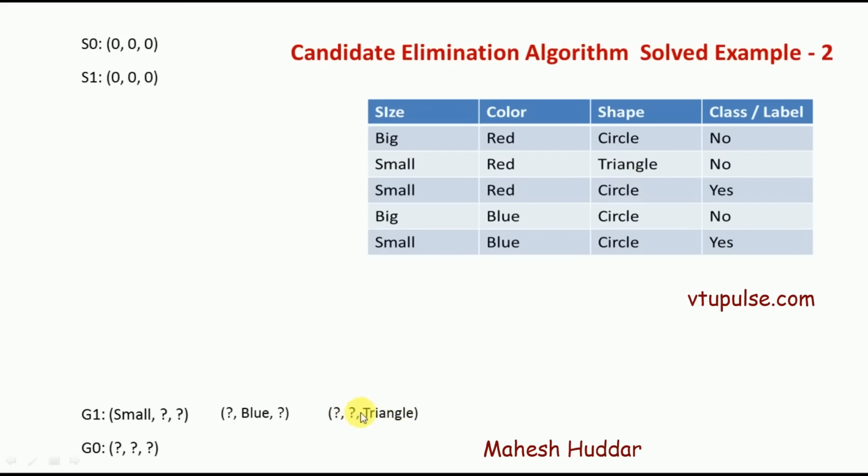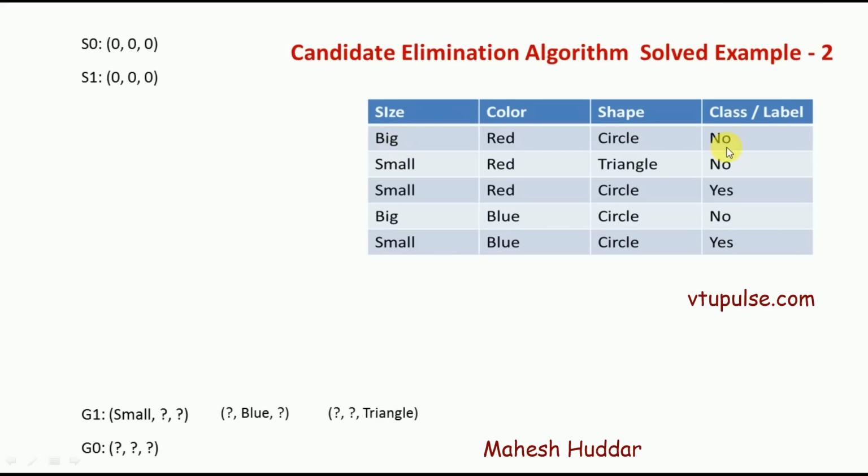The next question is whether they are consistent or not. That's the next thing we need to check. Now the first hypothesis we will consider is small, question mark, question mark. Small will not match with big. Because there is no match, it's a negative classification, and expected is negative. Perfect, or you can say it is a consistent hypothesis.